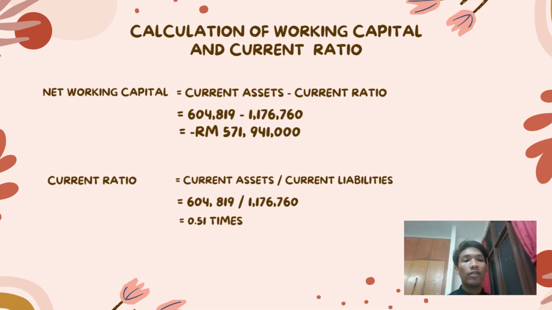Next, to find the current ratio, the formula is current asset per current liabilities. Current assets are 604,819 per current liabilities, which are 1,176,716. And finally, we will get 0.551 times. So, in 2024, the company had a current ratio of 0.51 times, showing weak liquidity because its current assets were not enough to cover its short-term liabilities.